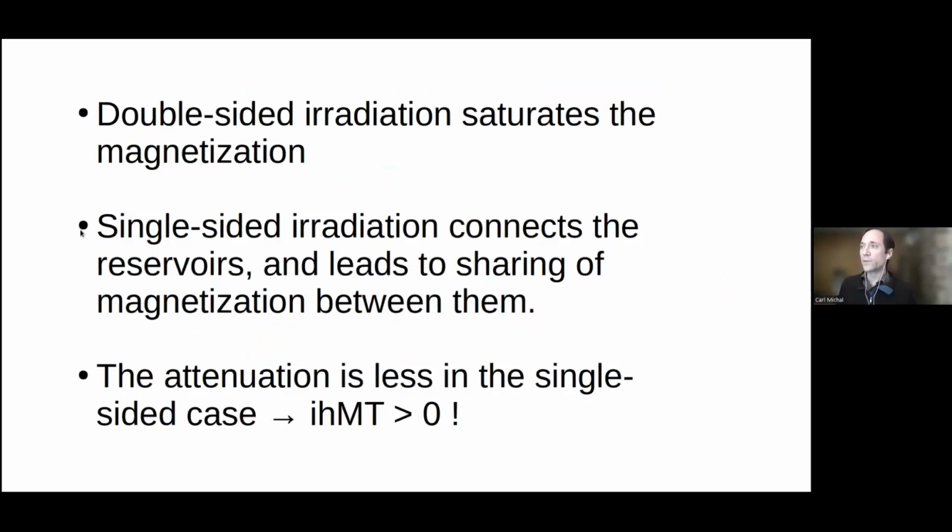Again, the double-sided irradiation just saturates the magnetization. The single-sided irradiation connects these two reservoirs and leads to the sharing of magnetization between them. And the result of that is that the attenuation of the signal is less in the single-sided irradiation case. And that's the case where you find this ihMT ratio greater than 0.